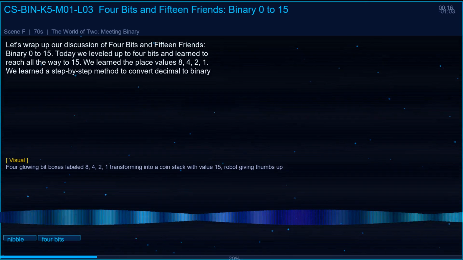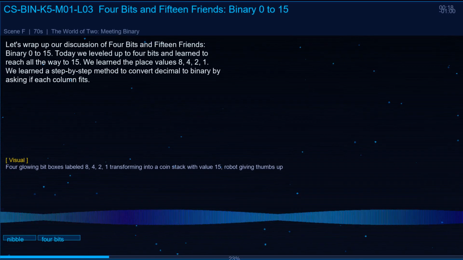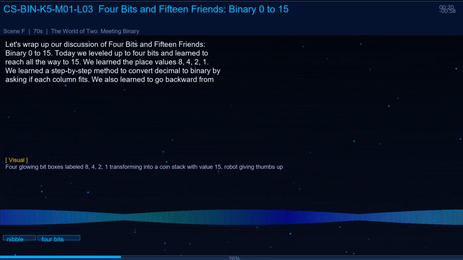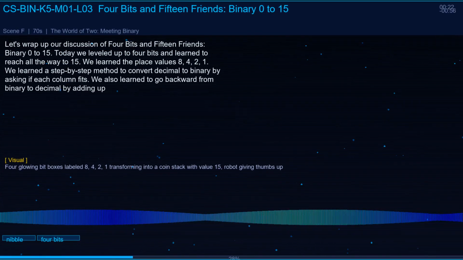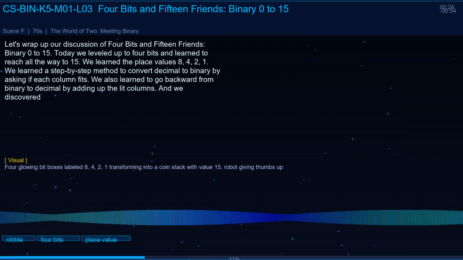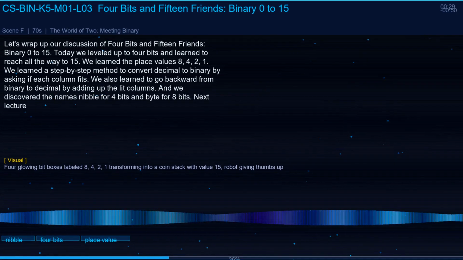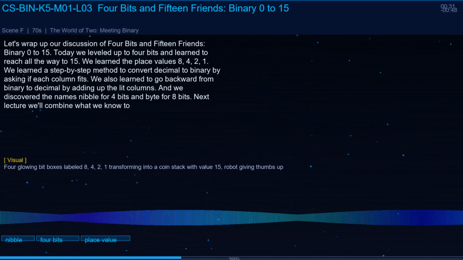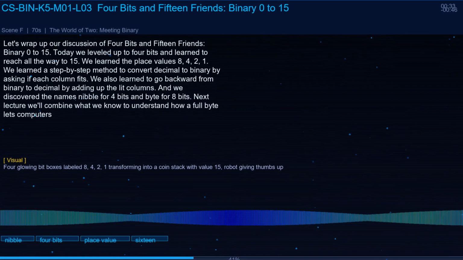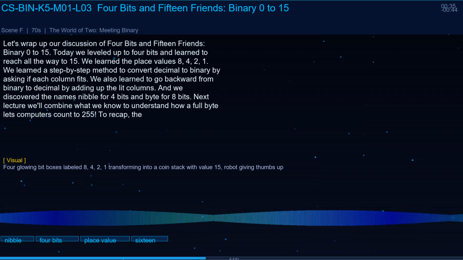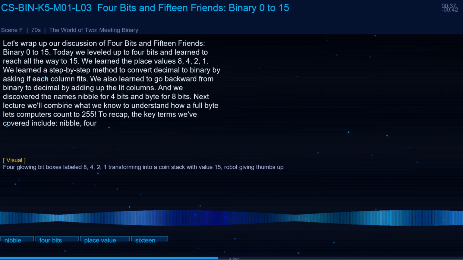We learned a step-by-step method to convert decimal to binary by asking if each column fits. We also learned to go backward from binary to decimal by adding up the lit columns. And we discovered the names nibble for 4 bits and byte for 8 bits. Next lecture we'll combine what we know to understand how a full byte lets computers count to 255.